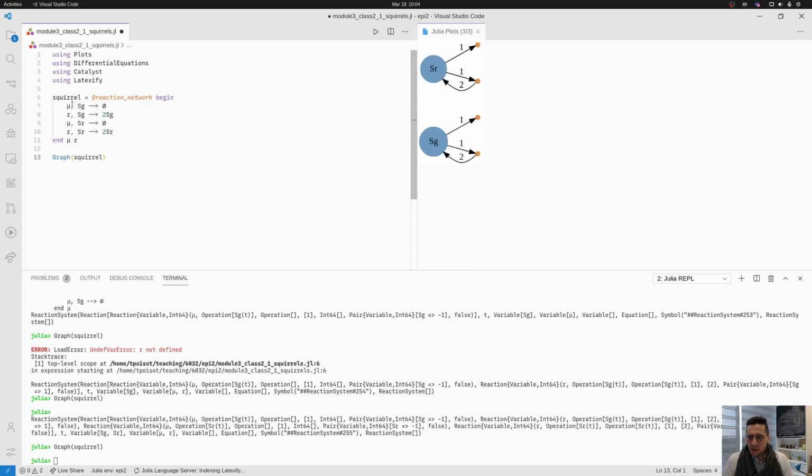Now, what do we say? Well, I want r to be decreasing if there's a lot of individuals. What we can say is it's going to be r times 1 minus, let's do SR plus SG over K, right?